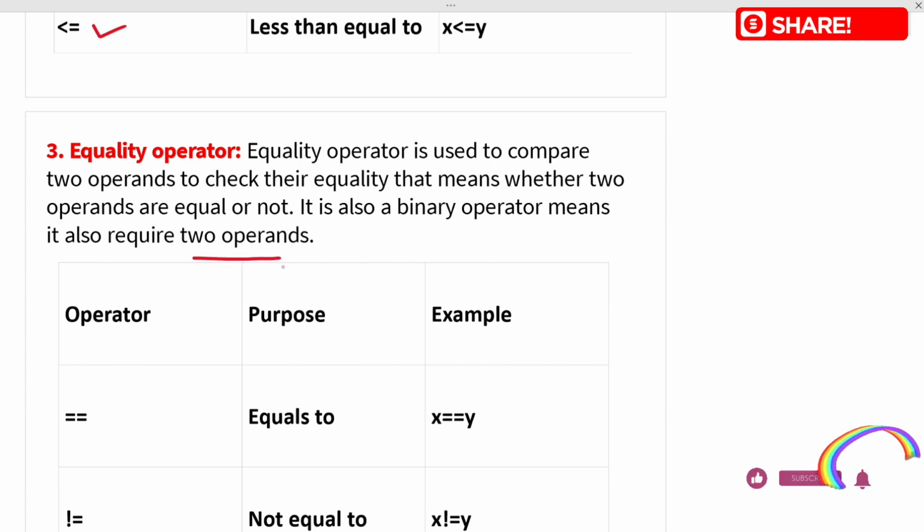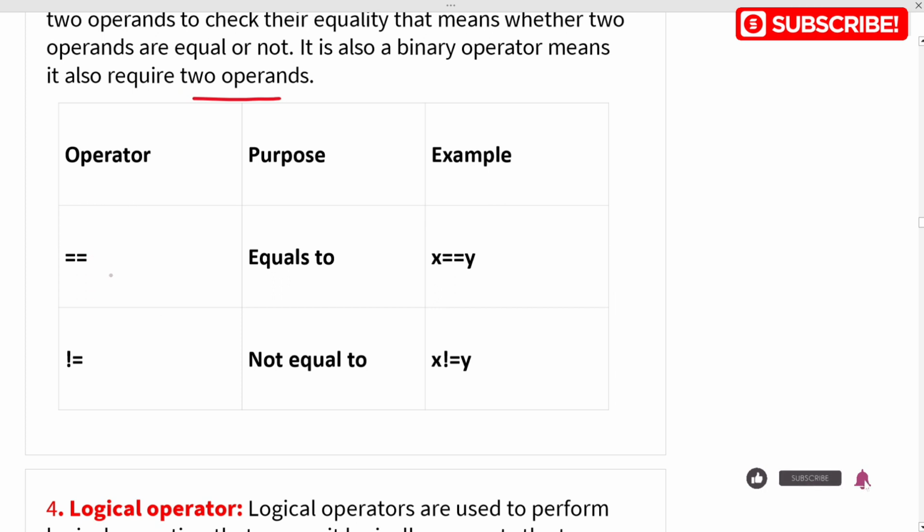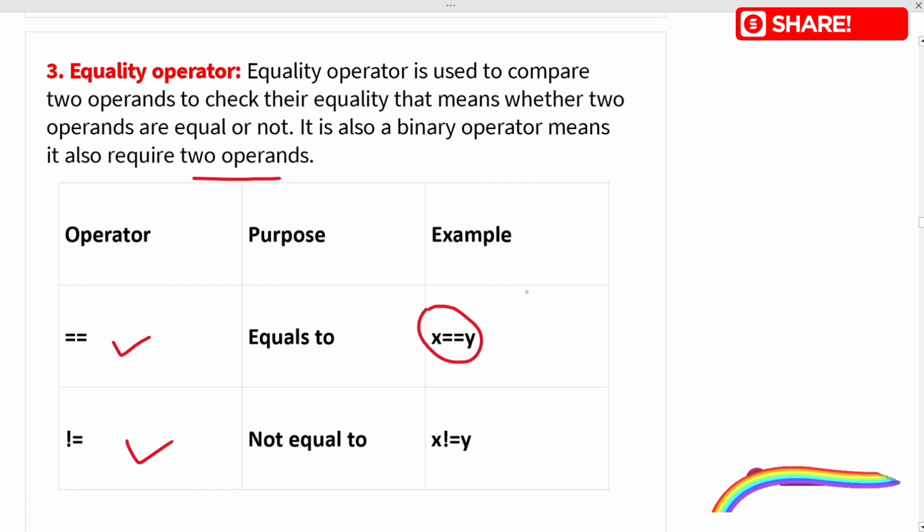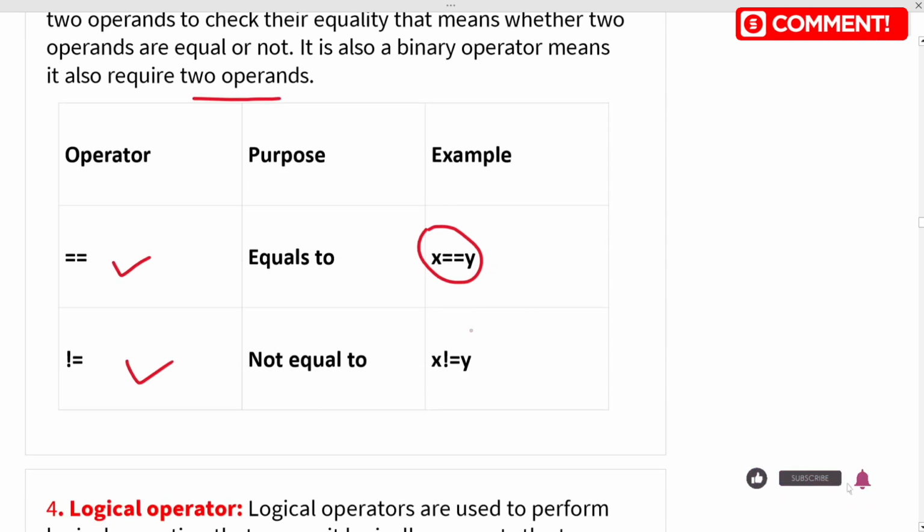It is also called a binary operator, means it requires two operands. Here are some examples: this is the equal to operator symbol, or you can say this is the equal to operator. This is the not equal to operator. The example is here: x equal to y. If we need to check whether the value of x and y are the same or not, at that time we'll use equality operators. In the same way, here is not equal to. This is the symbol of not equal to.